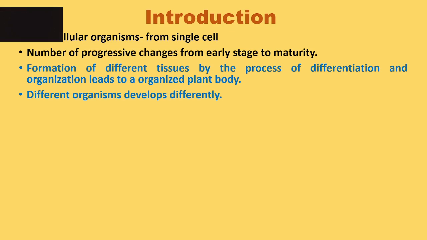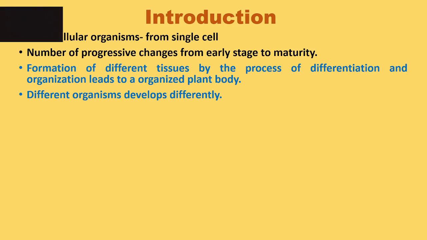So right from the zygotic cell to the organized plant body, many changes take place. It includes differentiation of different types of cells, then organization of different parts including root, stem and leaves. So any plant present on the earth's surface did not come instantly. It has come from a zygote by progressive changes in its life cycle.